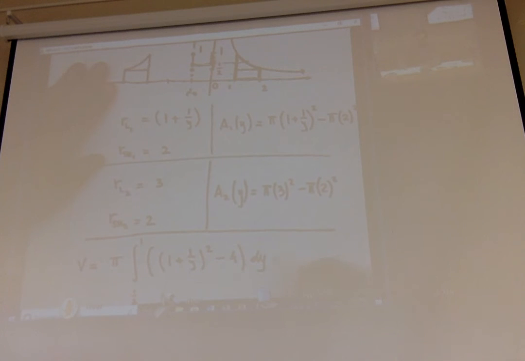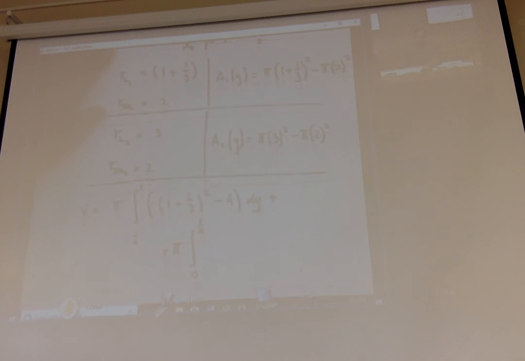And the second one we're going to add will be, let's pull out pi again, an integral from 0 to 1 over 2. Do you understand that? 0 to 1 over 2, and that's this. Well, that's easy to calculate. 9 minus what? 4, right? 9 minus 4 will have 5 dy. So that's our setup.